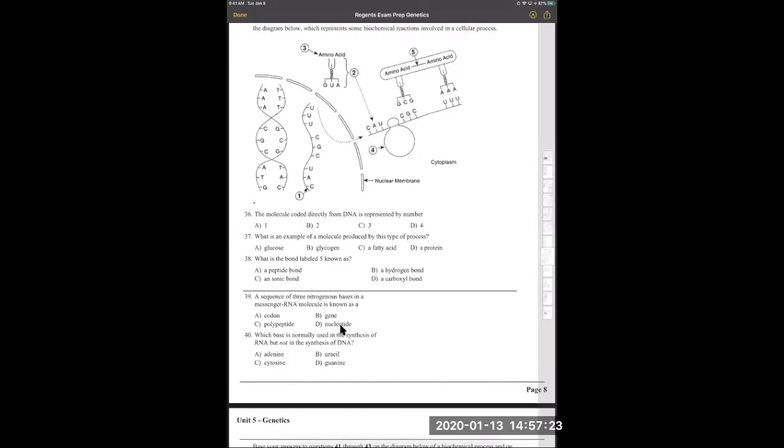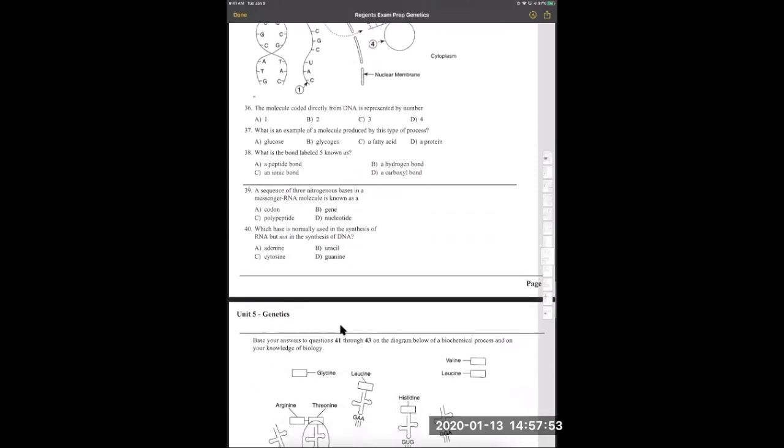Nucleotide? Now, remember the difference between nucleotide and nucleoside. Nucleoside, just so that you can refresh your memory, is something that has the nitrogenous base and sugar, but no phosphate group. Nucleotide is exactly the same thing with the phosphate group. Okay? So moving on. Question number 40.